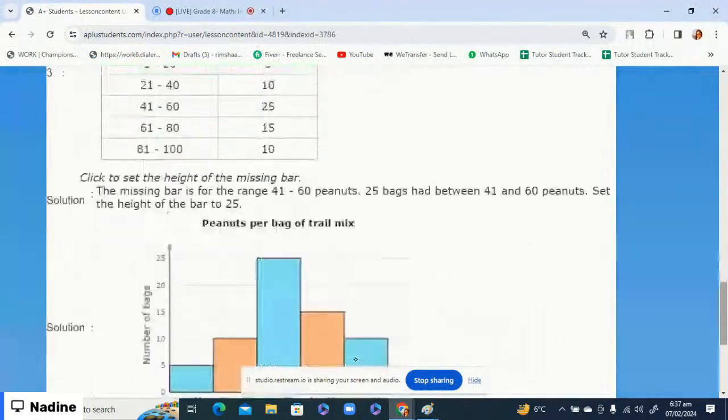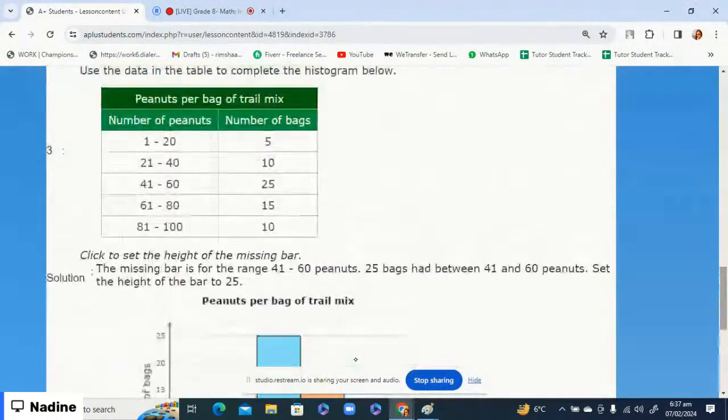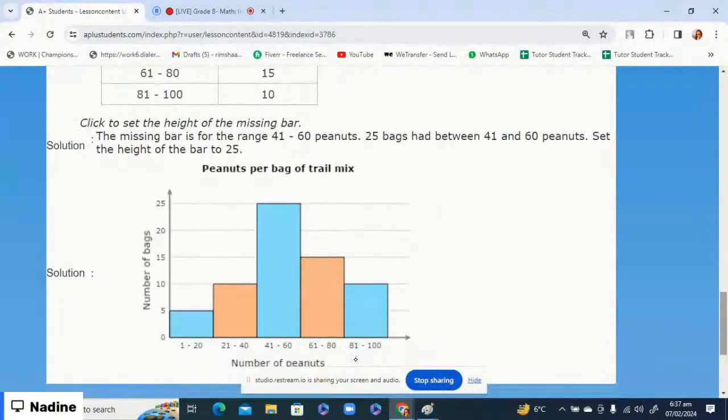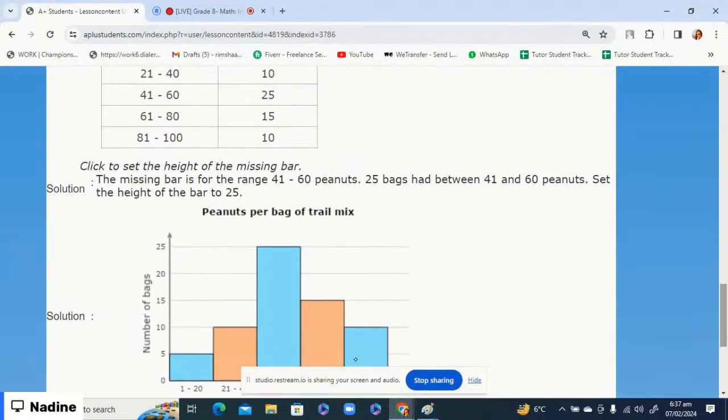Okay, let's do one more question for that. So here is the data which is given, and now here is the histogram for this.